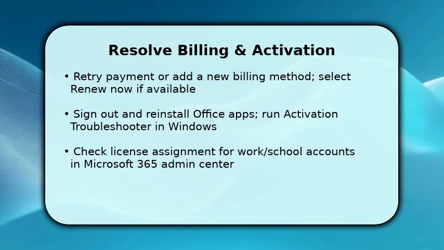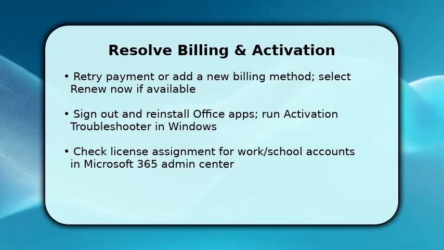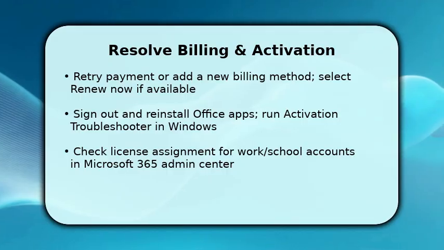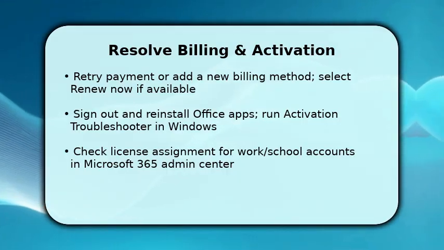Once billing and account identity are set, resolve activation by retrying the charge or adding a fresh payment method and selecting Renew Now. If Office apps show unlicensed, sign out from all Office apps, then sign back in. Reinstall Office if activation persists.